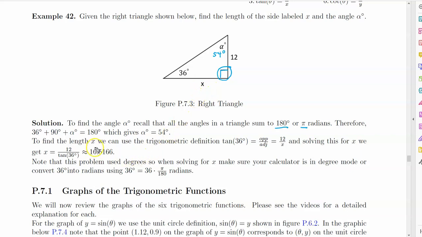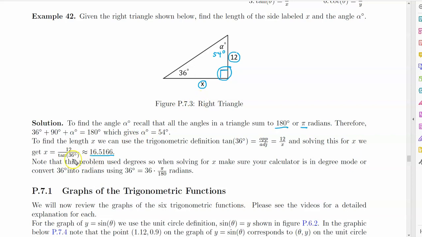Now to find the length of the side x, recall that the tangent is opposite over adjacent. Now in this case, 12 is going to be our opposite side if we're using the angle 36 here, and x is going to be the adjacent side. So the tangent of 36 degrees is 12 over x, and solving that for x, we get that x is 12 divided by the tangent of 36, and that's approximately 16.5166. So that's the length of the side x.